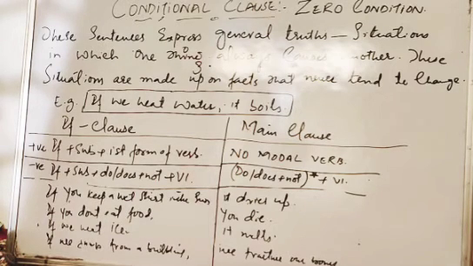So we can add a few more, in fact, innumerable examples. So basically, this conditional clause, zero condition, these are general facts, these are the situations in which we assume an imagination. That imagination is based on a general fact, general truth. So every time you assume such a situation, the result of it will be the same. It will never change. So this is the last condition, that's a zero condition. With this, we conclude this conditional clause.